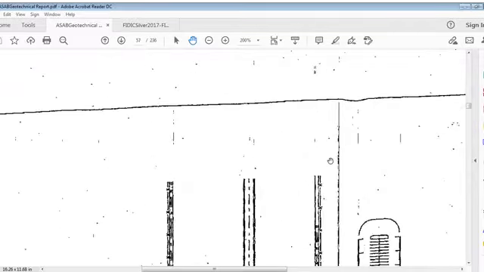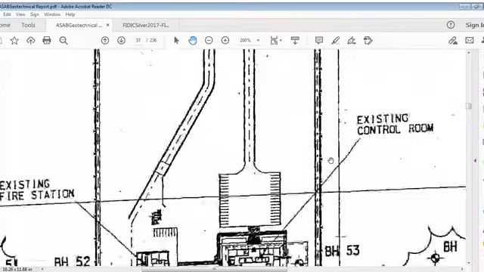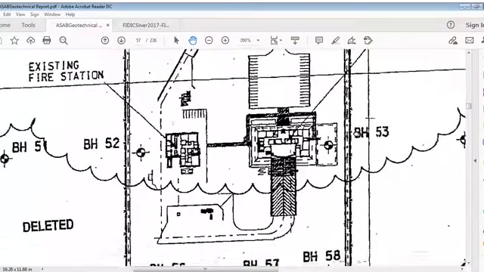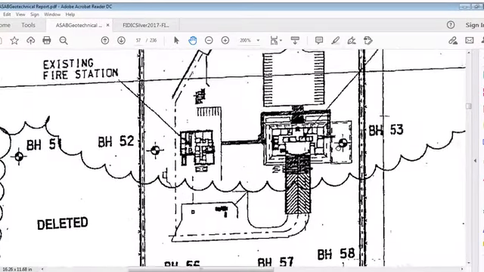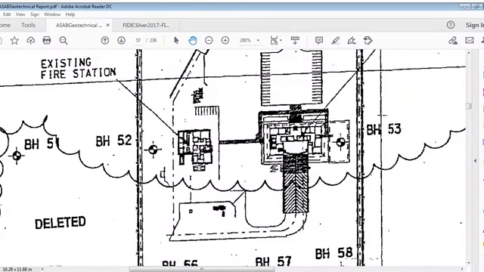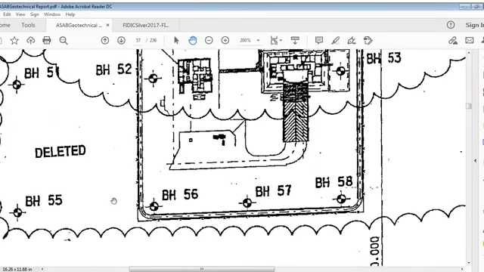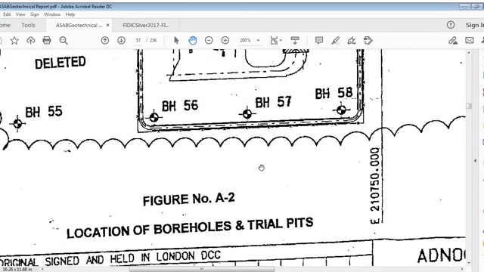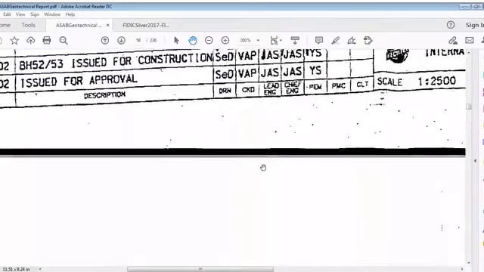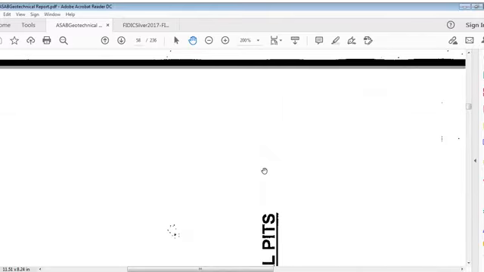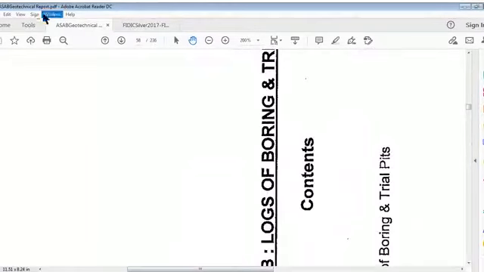Location of boreholes and trial pits, so that was that, and this is your various BH51, 52 and 53, separate one, and 58, 56, 57, 55. Now we will turn to this page again.